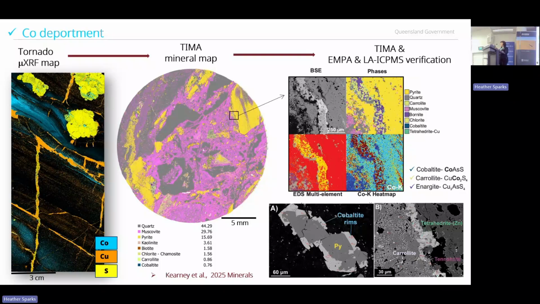We can see a range of their own cobalt minerals, which are not associated with pyrite, but forming tiny little grains of carrollite, linear sometimes, and you can see very clearly cobaltite trace on the pyrite. So this is the power of this high-resolution microanalytical work.